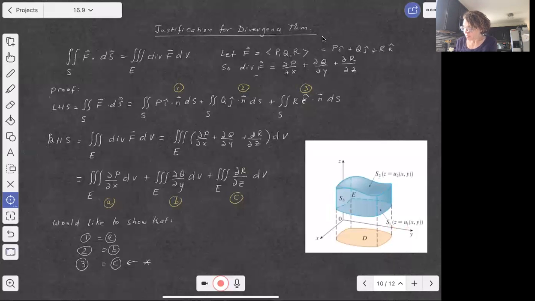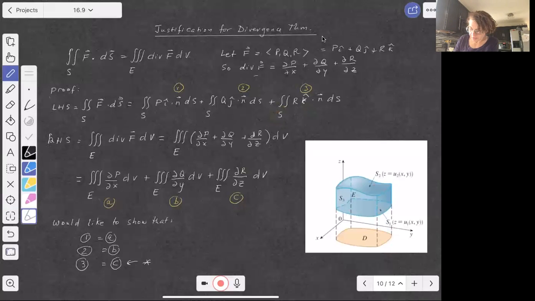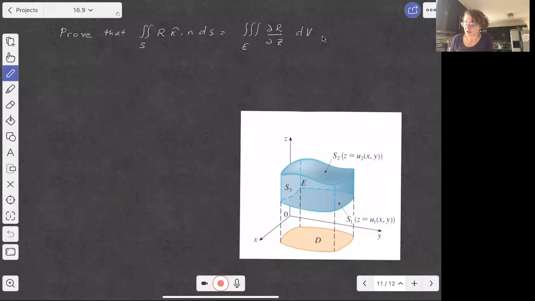So when we compute this integral, we're going to have to subdivide our surface into three pieces: top, bottom, and the sides. And we need to compute this dot product and do the surface integral. And for this part, we're going to use the fundamental theorem of calculus. So let's go ahead and do it. We want to prove that the integral of R k hat dot n dS is equal to the triple integral over the region E of the partial derivative of R with respect to z, integrated with respect to the volume. So we're going to take the right-hand side.